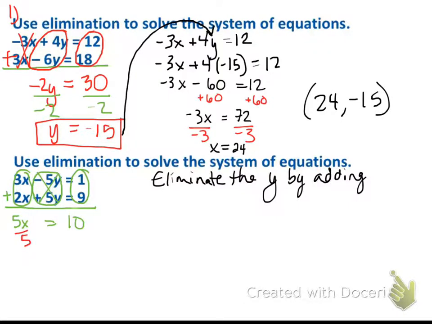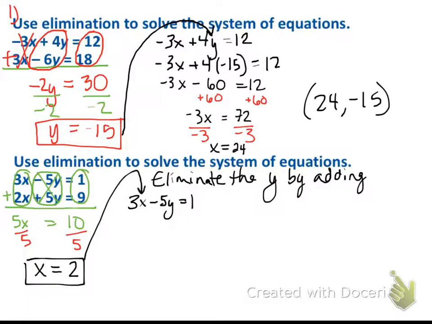Some quick solving. And we've got our final answer there of x equals 2. Now we need to find y. So eeny, meeny, miny, mo, pick an equation. I'm going to go with the top one again. We're going to substitute in 2 for x. So we're doing 3 times 2 minus 5y equals 1.